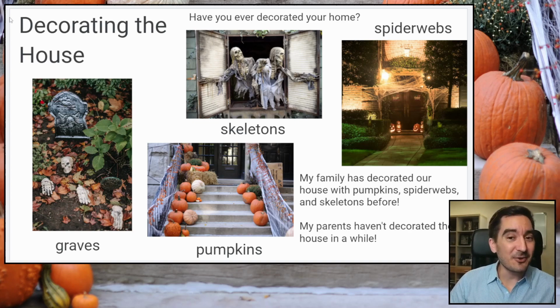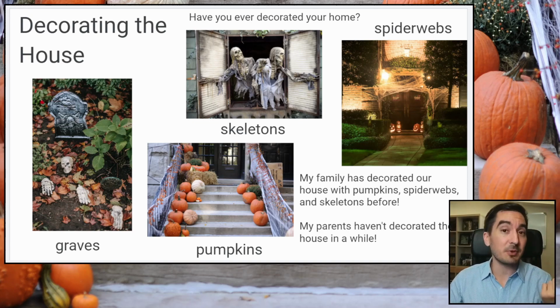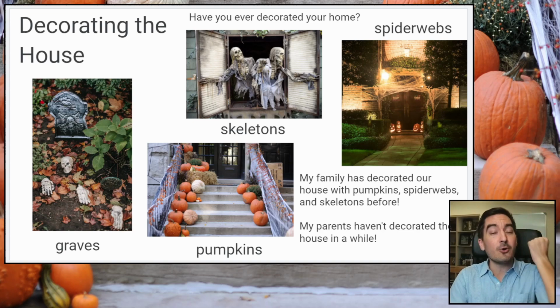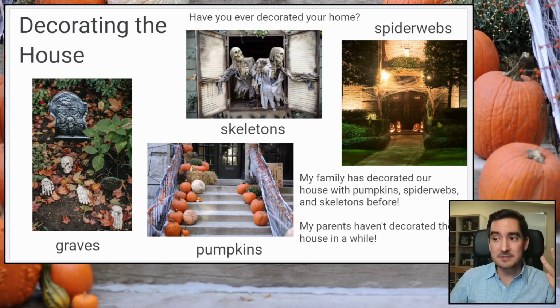So that's decorating the house. Some of the things that people like to do. They have graves, which is a place where you put a dead body. Skeletons, meaning your bones in your body. Pumpkins, and spider webs. Okay?